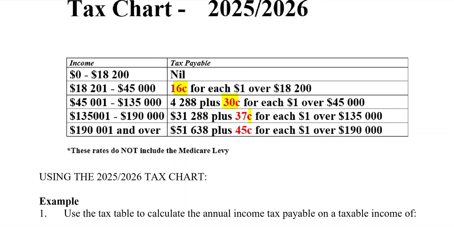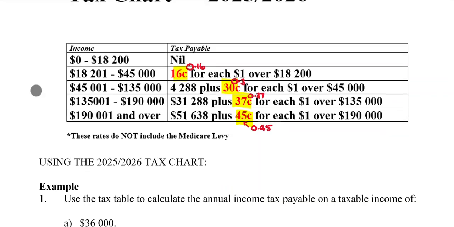Now, to calculate tax from this table, the first thing we should worry about is that these numbers here are all in cents. It's going to be much easier in our calculations if they are all in dollars. So 16 cents, if you divide that by 100, is 0.16 in dollars. 30 cents is 0.3, 37 cents is 0.37, and 45 is $0.45. Okay, so that will make things a little bit easier.